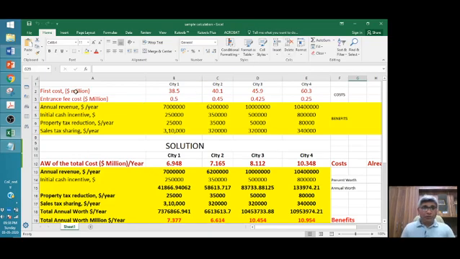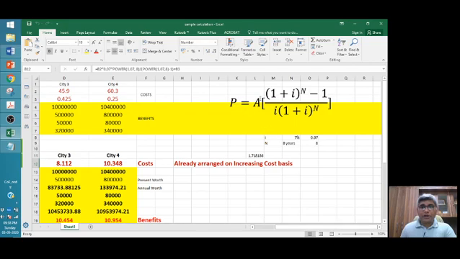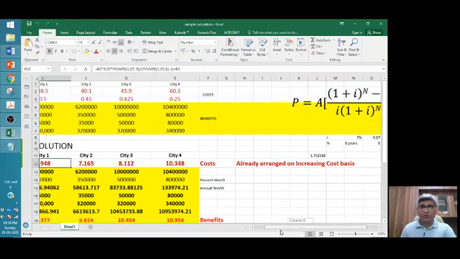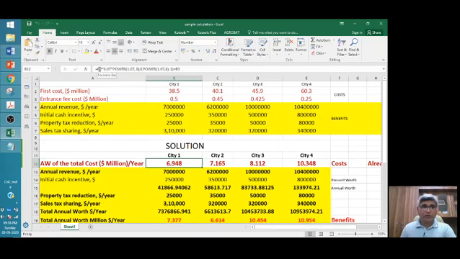If I convert this into annuities, you see what I have used. I have used a formula where P is given and I am interested in finding A. So A will be P times i(1+i)^n over (1+i)^n - 1. It is the same formula which we used earlier, and the same is applied here. P is given, and I am simply converting this into annuities.